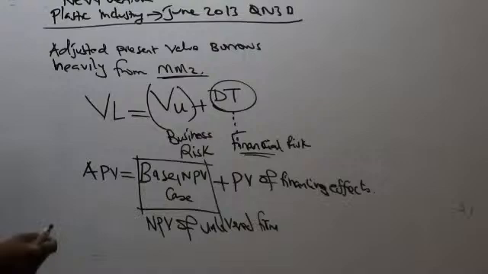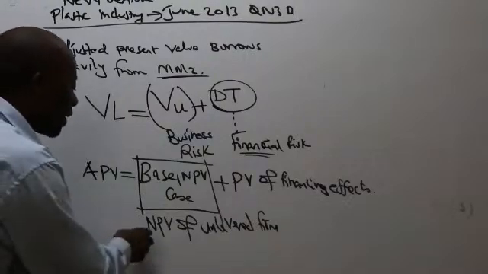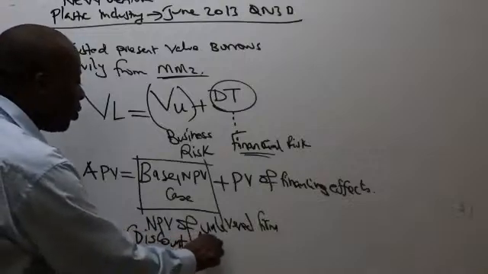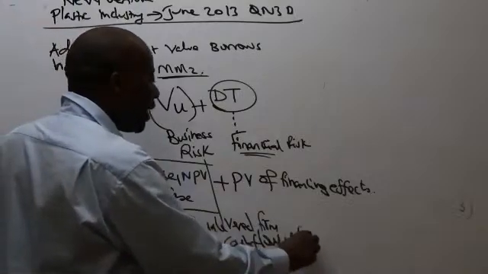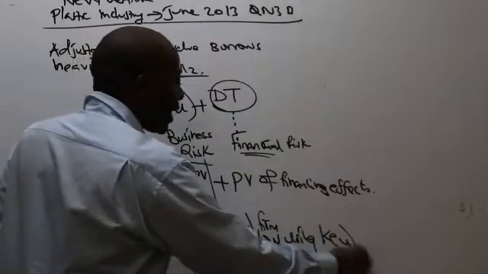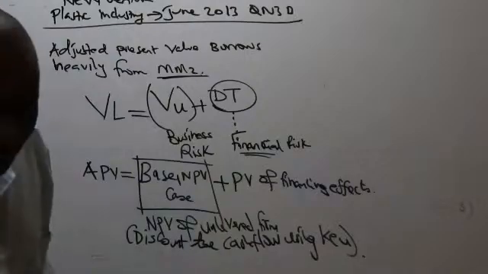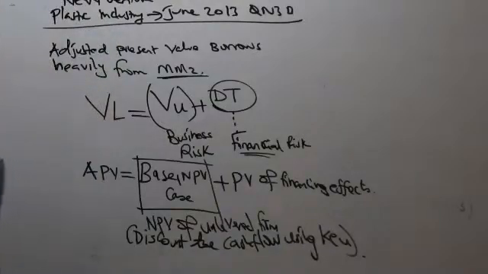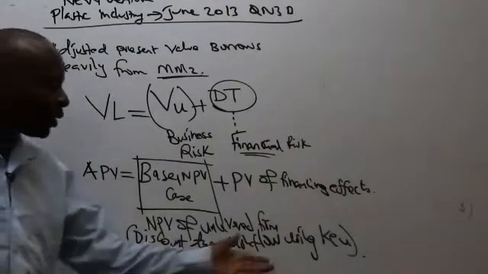When we talk of NPV of unlevered firm, ladies and gentlemen, it basically means that we discount the cash flows using KU. KU stands for what in full, somebody?